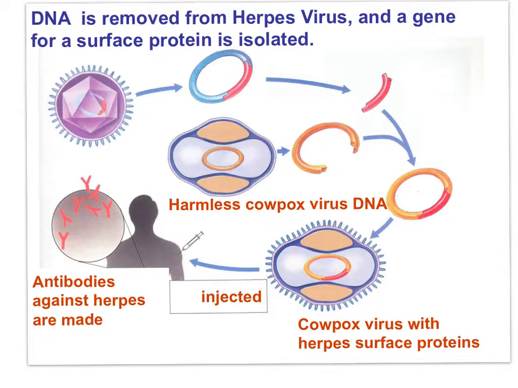Here's how a vaccine is made. A piece of DNA from the herpes virus is removed, and the piece of DNA is inserted into the DNA of the harmless cowpox virus. So the DNA with the herpes DNA is inserted into the harmless cowpox virus, and this is the vaccine. The vaccine is then injected into the body. Now, the body is not receiving a virulent herpes virus, so the patient will not get sick.